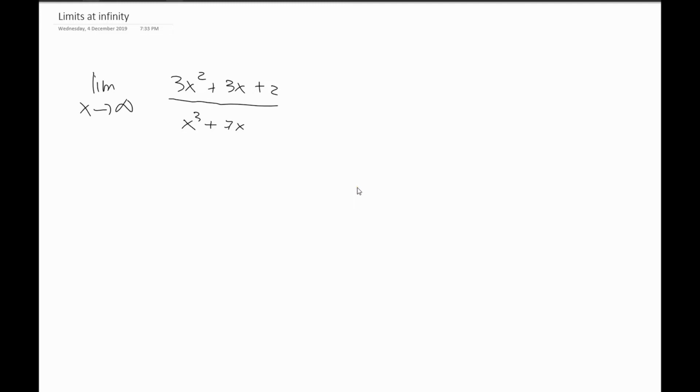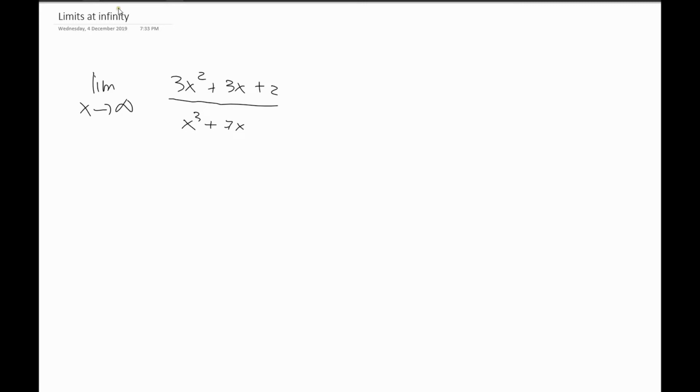Hi, so today we'll look at solving limits at infinity and some shortcuts in handling these problems. So we have here the limit as x approaches positive infinity of 3x squared plus 3x plus 2 all over x cubed plus 7x. You're given a rational function here, a polynomial all over another polynomial. So how do we solve this?